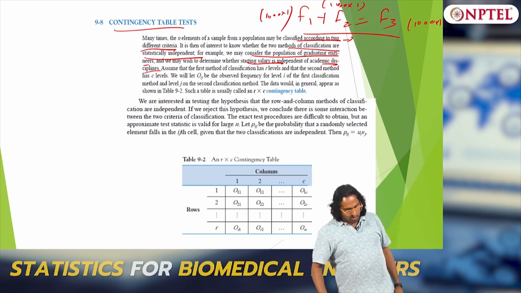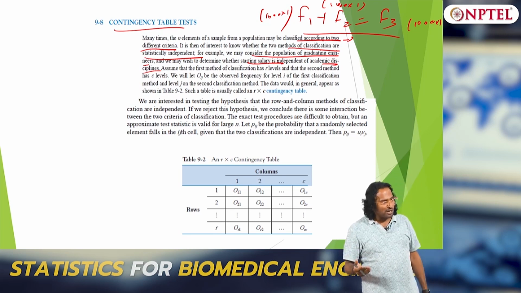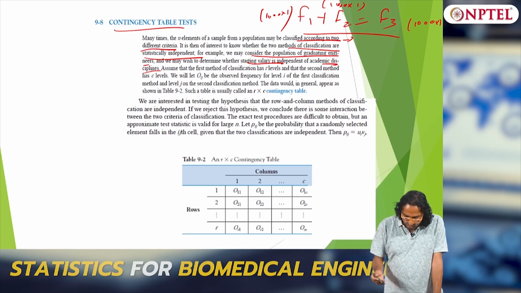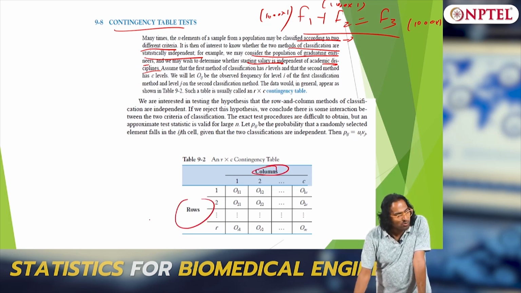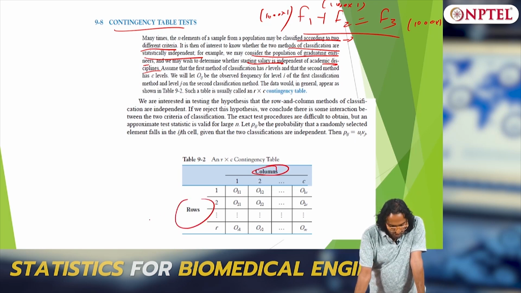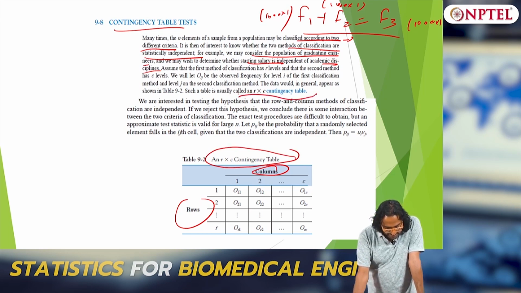So we have two methods, because basically there are two variables of interest and we want to know whether they are independent or not. So two methods and two variables. We have rows and columns, because this is a matrix now. Rows are one of the variables and columns are the other, and we construct what is called a contingency table, which is an R cross C contingency table.